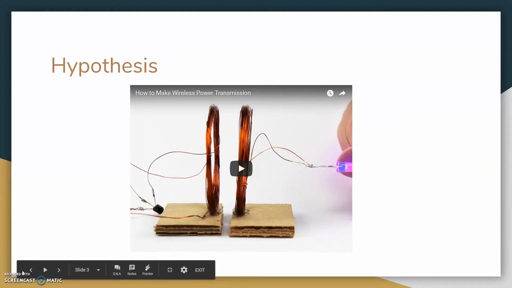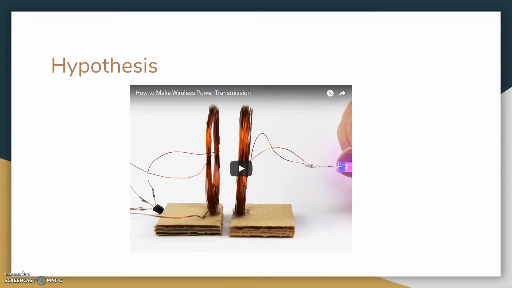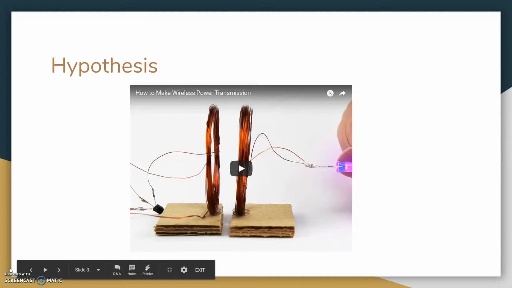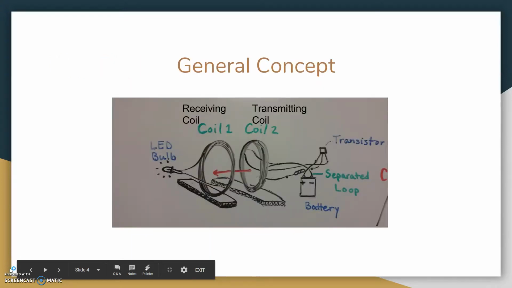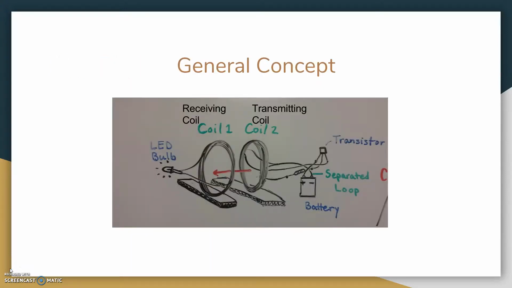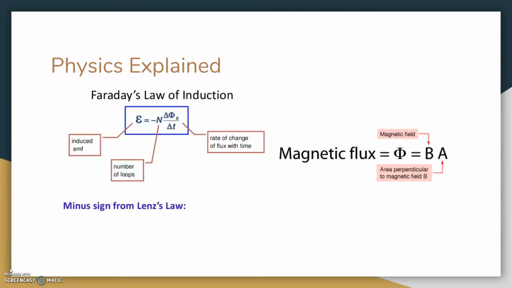We hypothesize that the LED will light up due to the induced current from the alternating magnetic field. The general idea is that current is running through the first coil connected to the transistor and the battery, acting as a transmitting loop. The transistor turns the direct current into a high-frequency alternating current. That current running through the copper loop creates a magnetic field. This magnetic field is what induces a current and voltage into the second copper loop, the receiving end. As a result, the LED lights up.